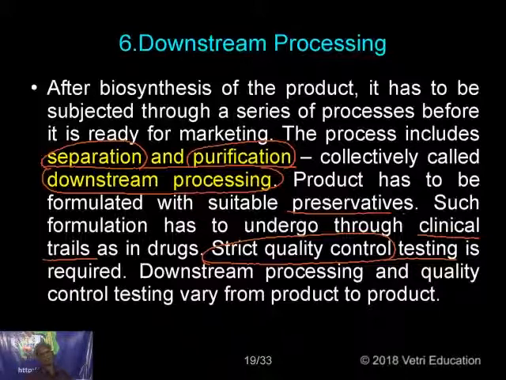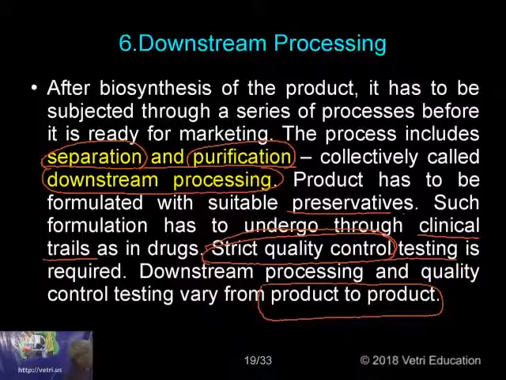Then after 6 or 7 years, we find that a particular drug is having some side effect, and some adverse effect also sometimes. These problems also we normally encounter, because the strict quality control is not there. Okay, so downstream processing and quality control testing vary from product to product naturally, because if it's going to be a drug, a medicine, then it has to be administered on the patients. Then a number of clinical trials has to be given for that. If it is going to be some other thing, then it all depends upon what product you are trying to bring to the market. Okay.